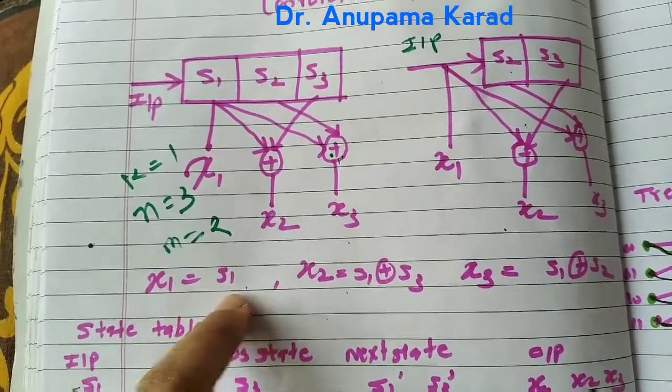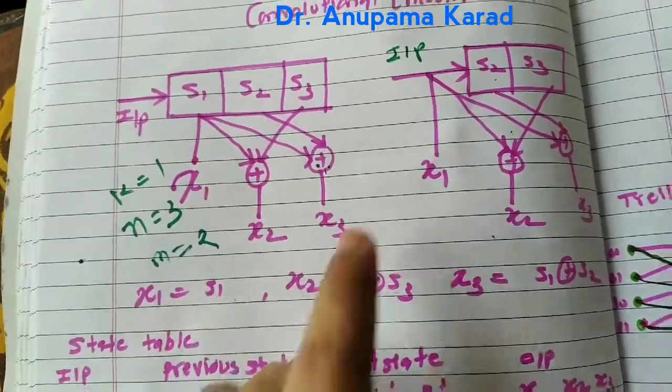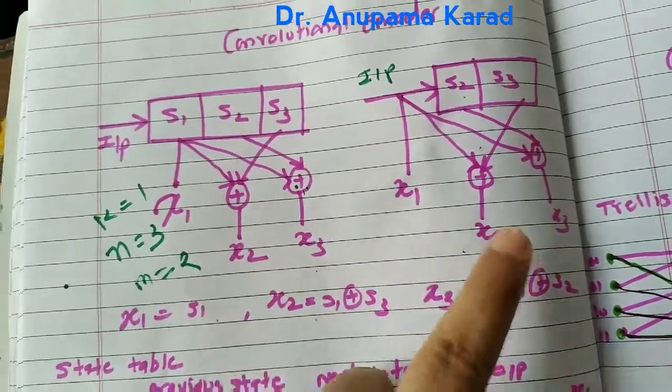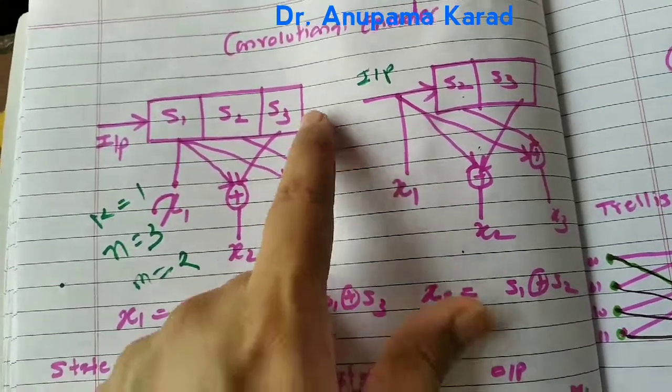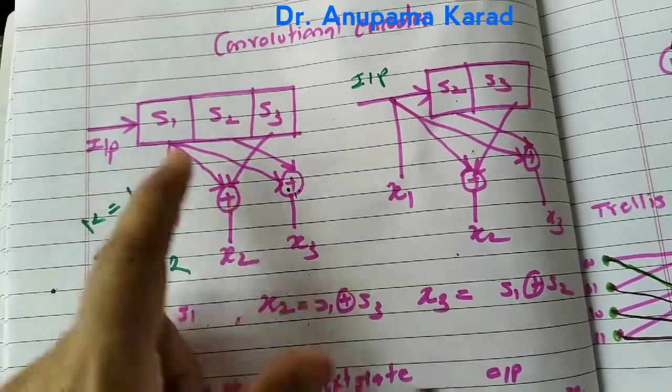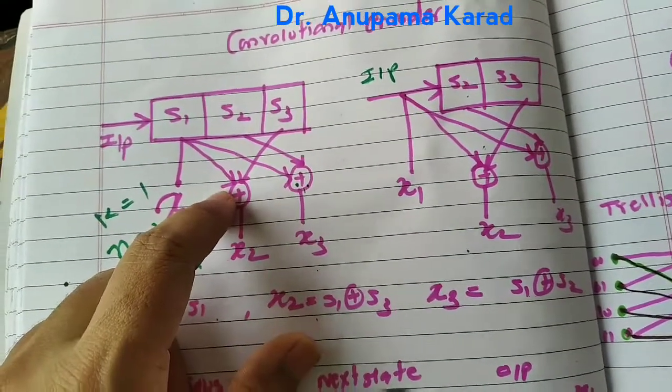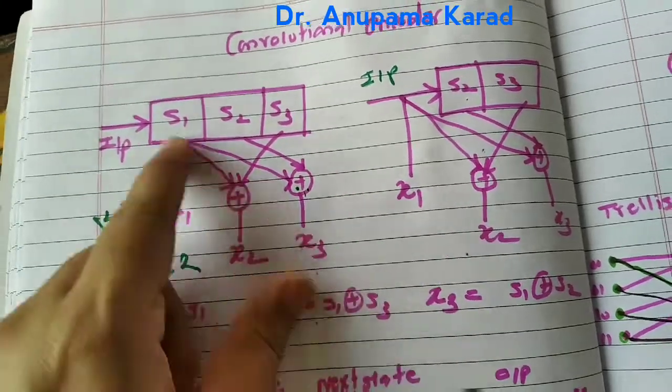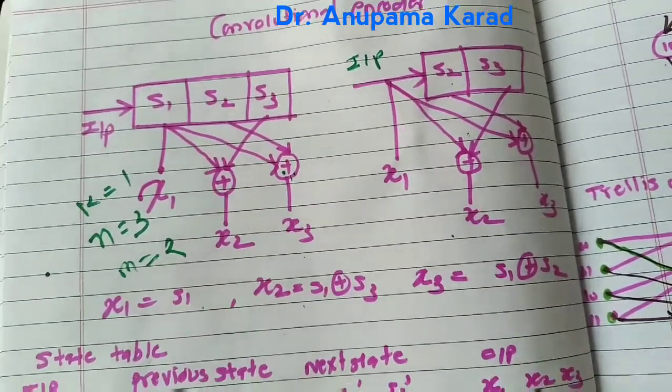So what is x1? x1 is s1, that is input. x2 is s1 xor s3. x3 is s1 xor s2.